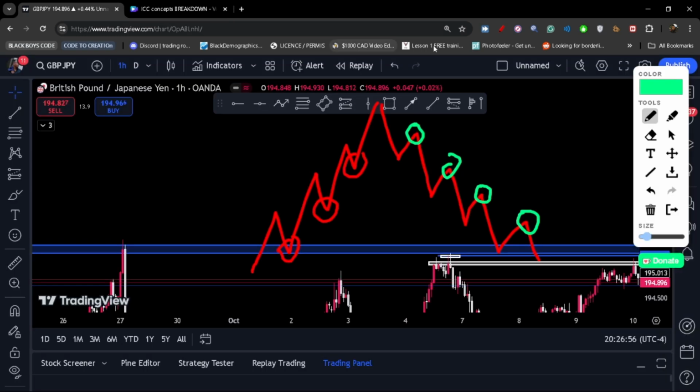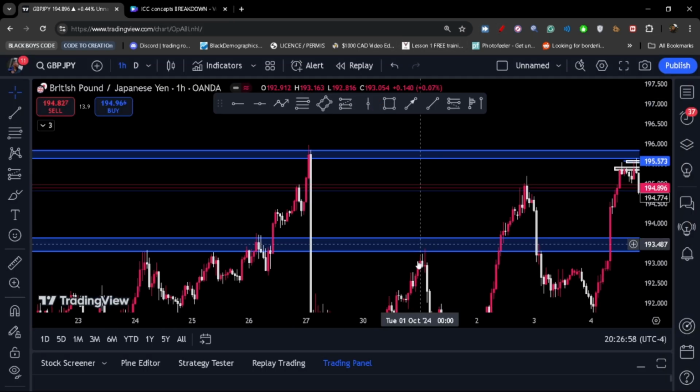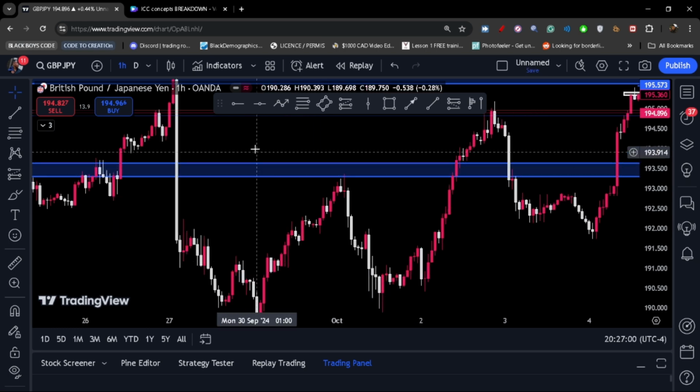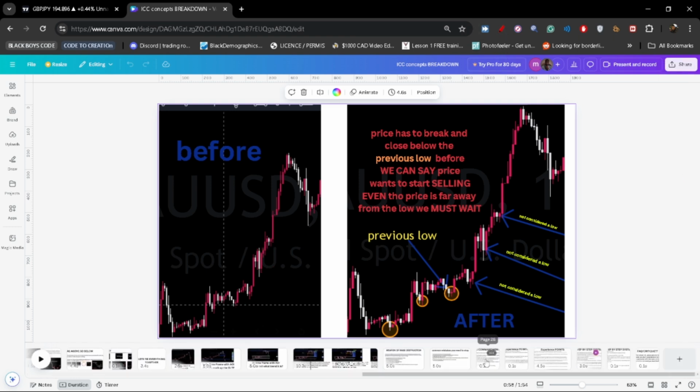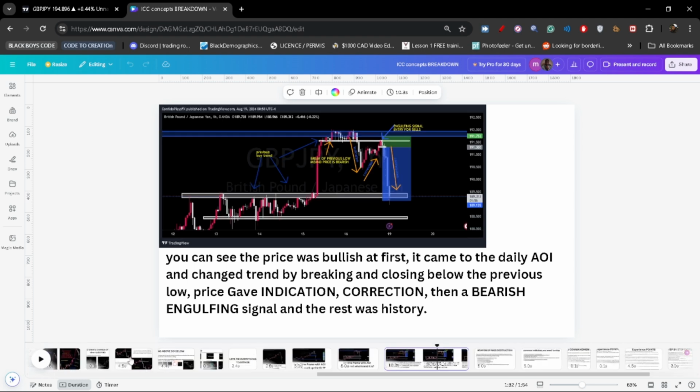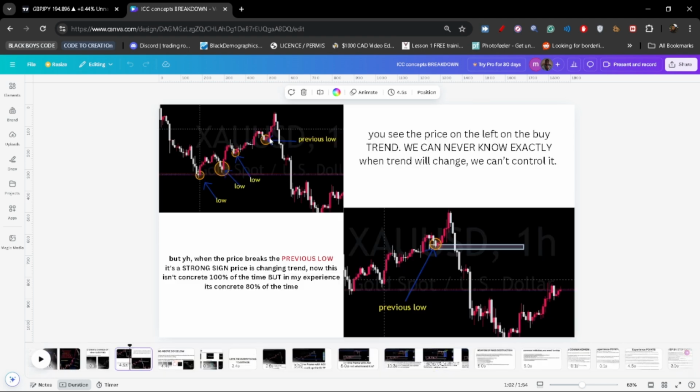So if I actually go back to this chart right here, you're going to see that whenever price breaks, let's say, the previous low, in this case right here, whenever price breaks the previous low, it's a sign that price wants to change the trend from the current trend, in this case buys, to sells, right?